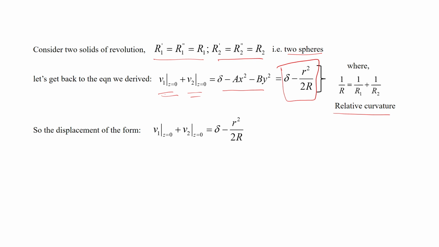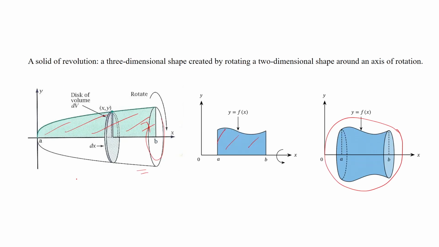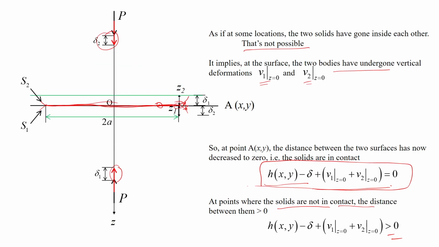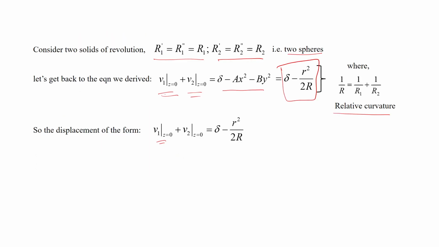So, the displacement V1 at z equal to 0 plus V2 at z equal to 0, that means at any point, the total summation of that can be written as delta minus r square by 2R. That is the thing. So far so good.